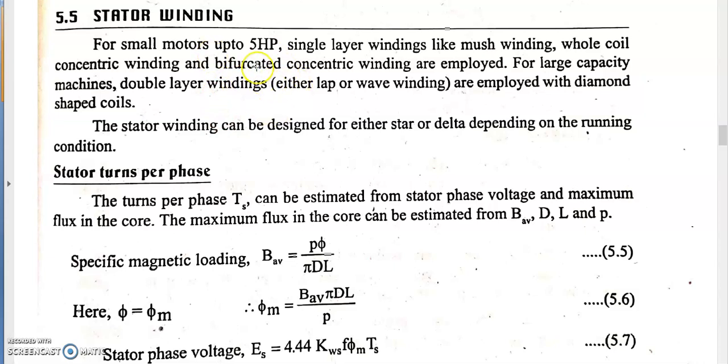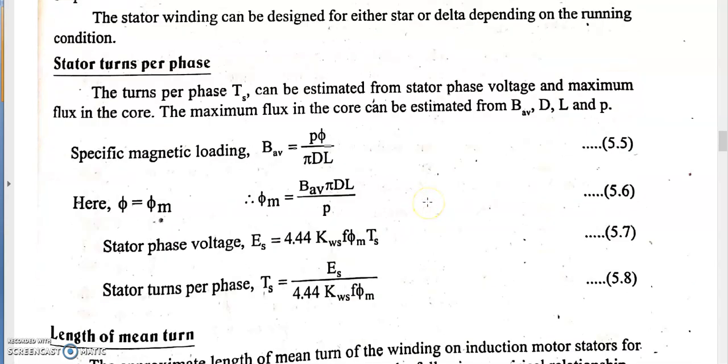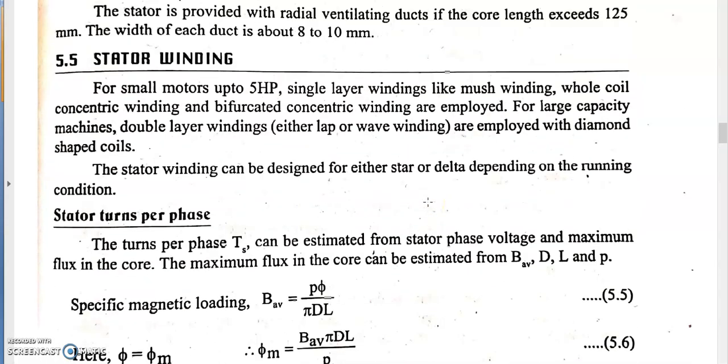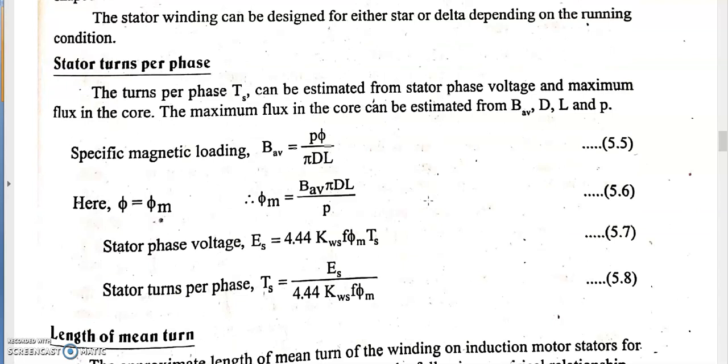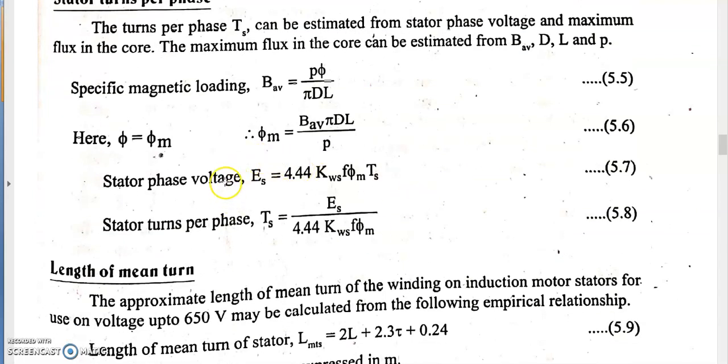With respect to winding, for small machines, single layer winding like mesh winding will be used in the motor. But for high capacity machines, double layer winding, either lap winding or wave winding, as in the case of DC machines, will be employed here. The first parameter with respect to stator winding is to calculate the total number of turns from the EMF equation of the machine.